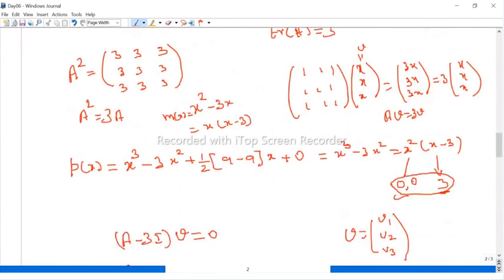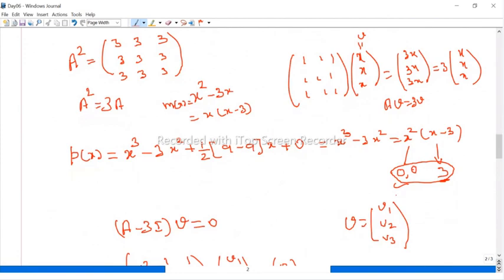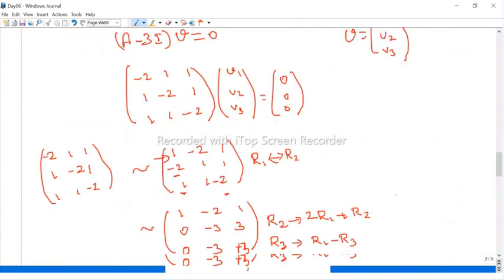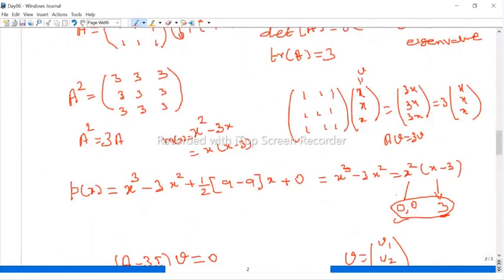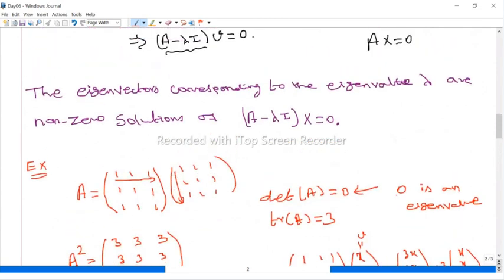But the eigenvectors are always non-zero. Keep in mind, this is a method to find eigenvectors. Therefore, the eigenvectors of a matrix corresponding to the eigenvalue lambda are nothing but the non-zero solutions of the system of homogeneous equations. This is very, very important.